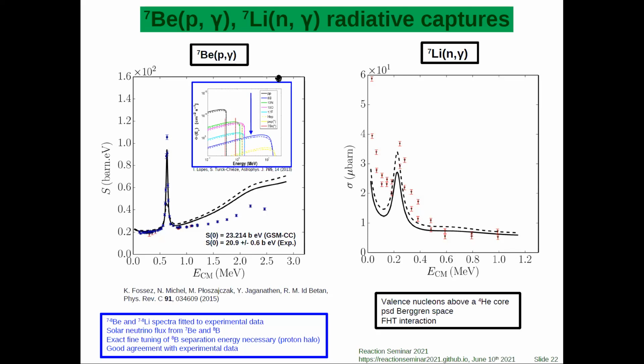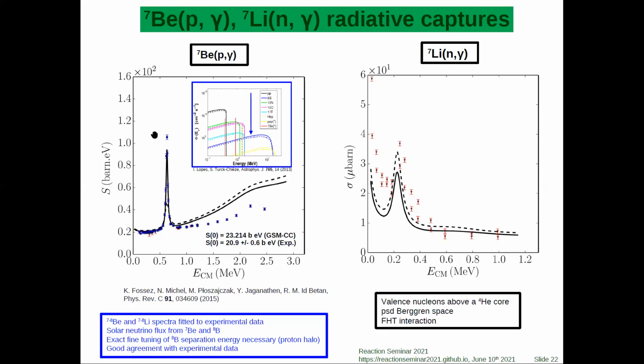And it has been done for p-gamma and n-gamma on beryllium-7 and lithium-7, and we can see that experimental data are well described. We also did two calculations. The solid line is the full calculation, and the dashed line is a calculation where we don't consider the first excited state as a target state. We see that there is a significant difference between the two, so we need several target states, not only the ground state, in order to have a full calculation.